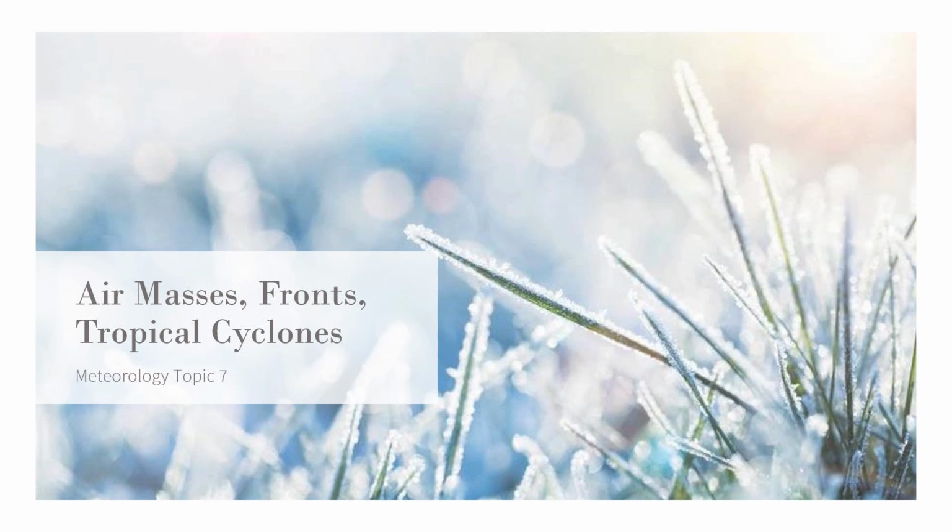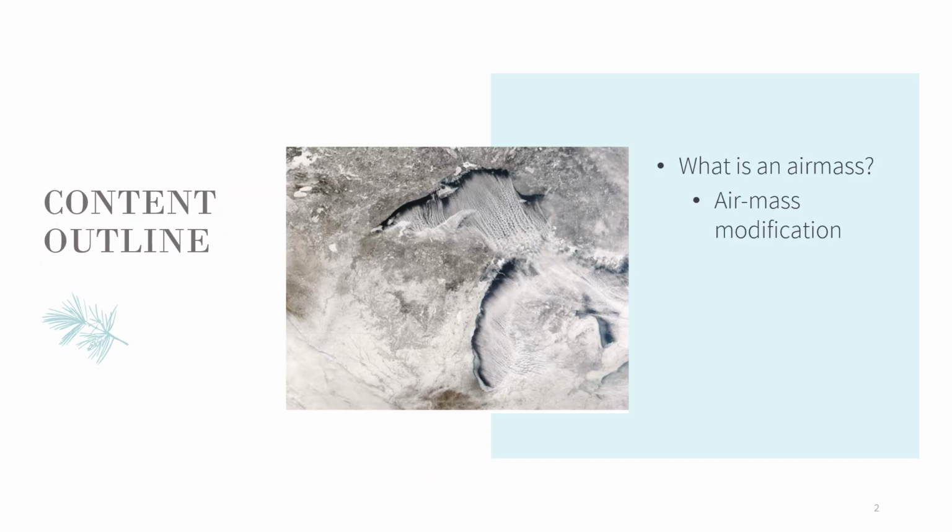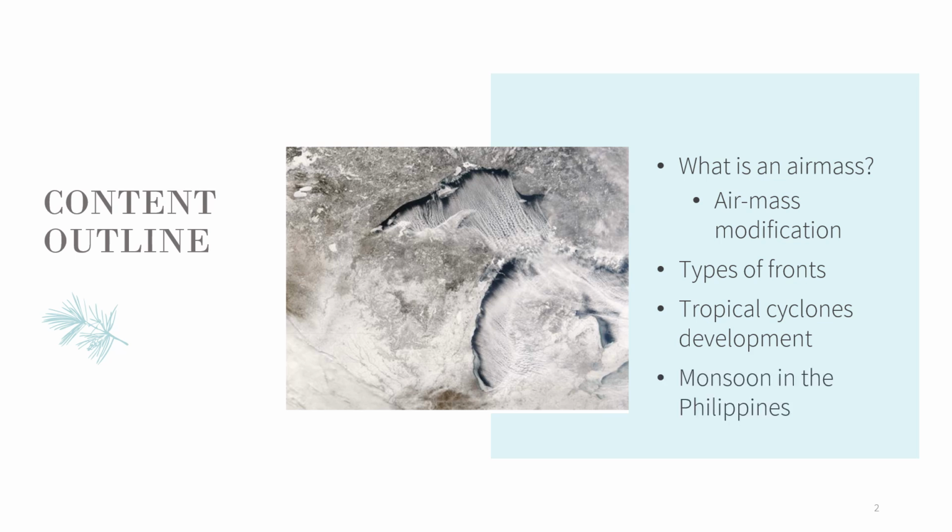So this is our topic 7, and for the content outline we're going to talk about the air mass, what is an air mass, and including the air mass modification. And we're also going to talk about the types of fronts, what exactly is a front and its definition, as well as tropical cyclone development. And then we've already known about monsoon. However, this time we're going to insert some common monsoons in the Philippines.